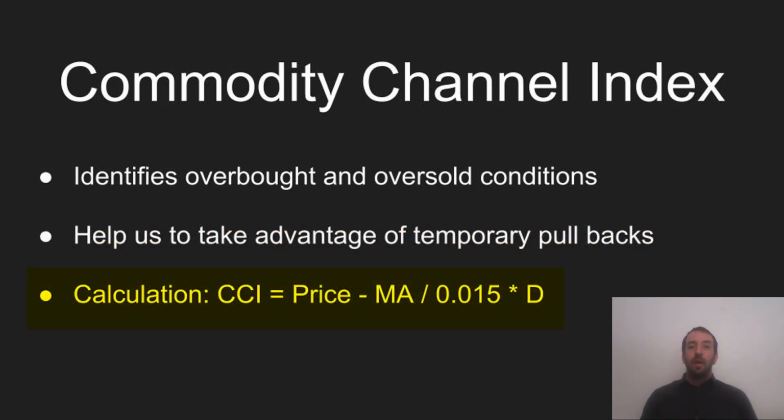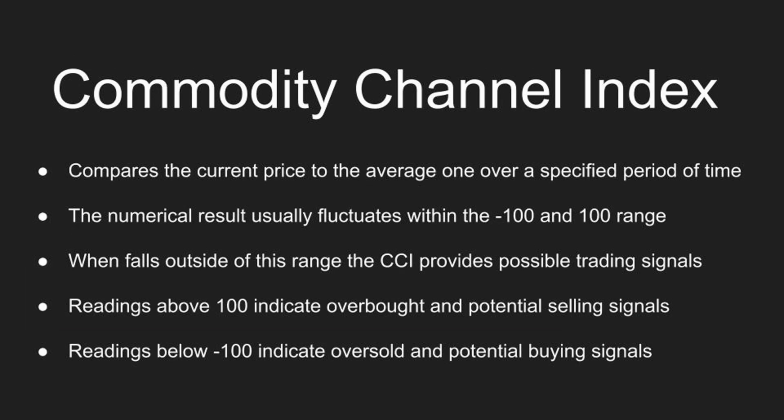The CCI subtracts the moving average from the price and then divides it by 1.5% of the normal deviation. But don't worry about the formula. Basically, what you need to know is that it compares the current price to the average one over a specified period of time. The outcome is a number that usually, about 80% of the time, fluctuates around zero and within the range of minus 100 at the bottom and plus 100 at the top.